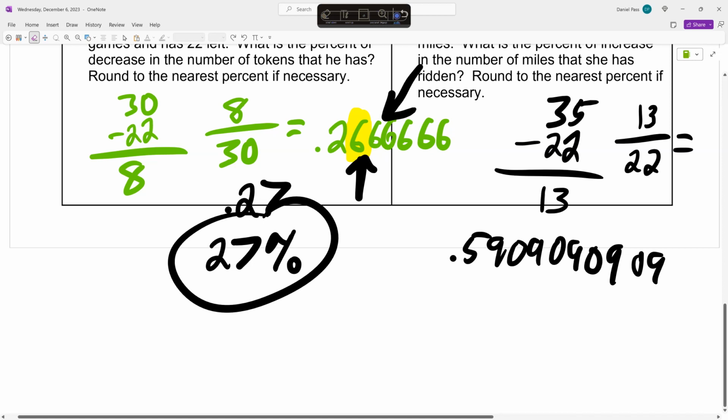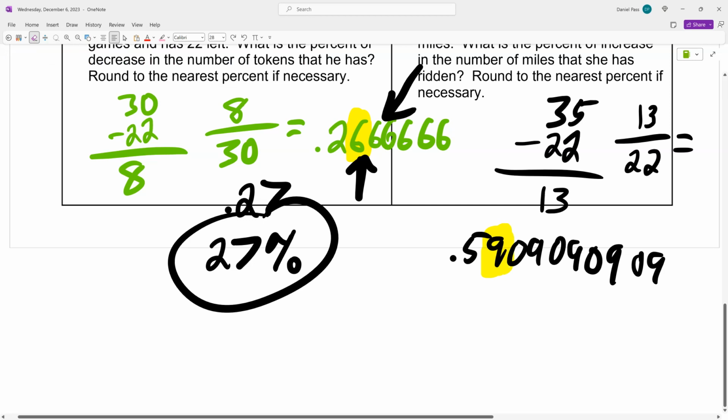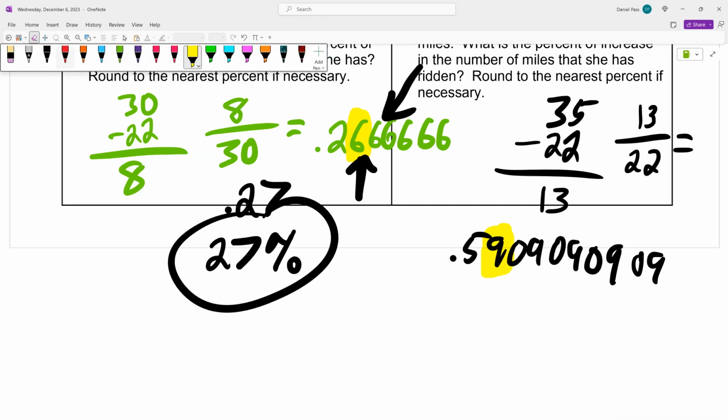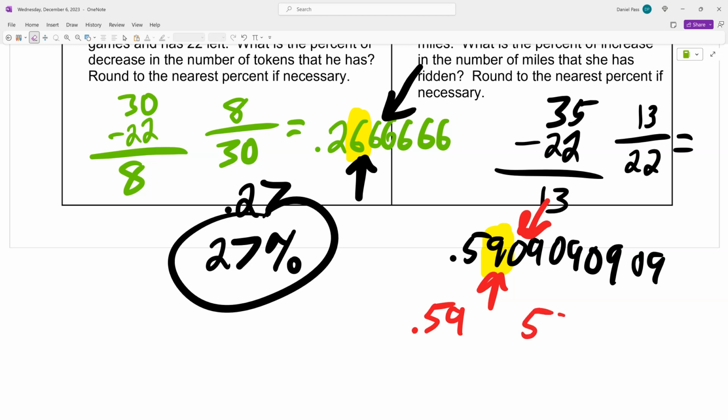Oh, that's cool. Okay, now what number is in the hundredths place? 9. Which 9? The first one. Yes, very good. All right, find your place and look next door. 5 or more? No. So if it's 4 or less, let it rest. So that makes 59%.